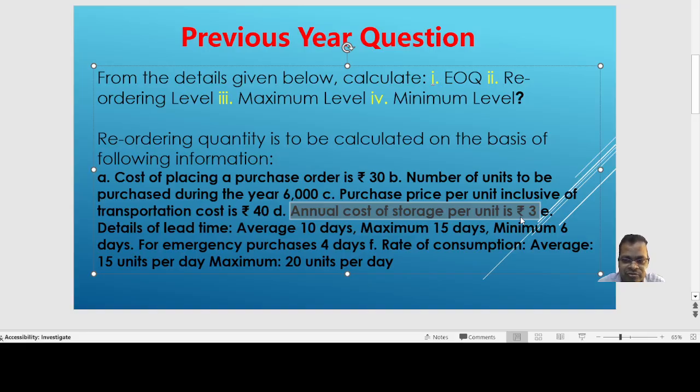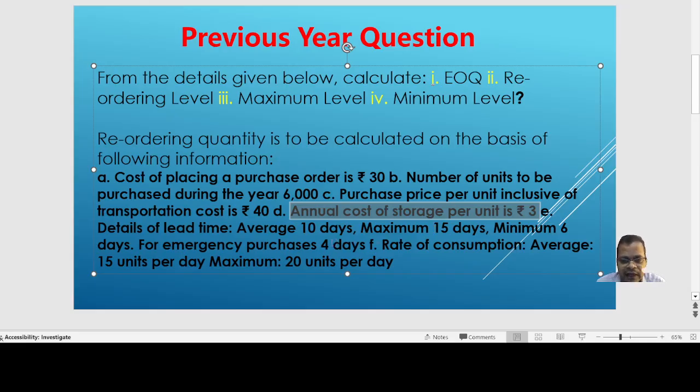Don't get confused by this. Usually students get confused when the percentage of carrying cost is not given. It seems like some information is missing, but here no information is actually missing. For the square root of 2AO by C, the carrying cost has already been given. The annual cost of storage per unit is 3 rupees. Carrying cost is the cost of inventory.